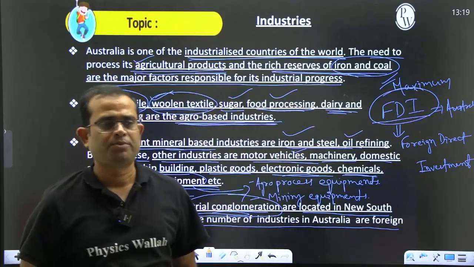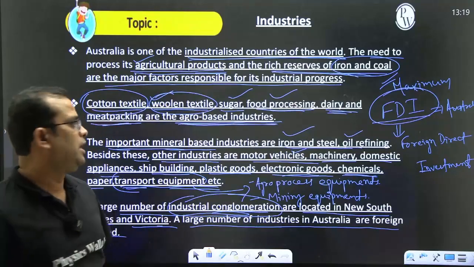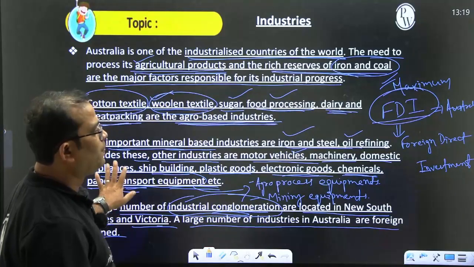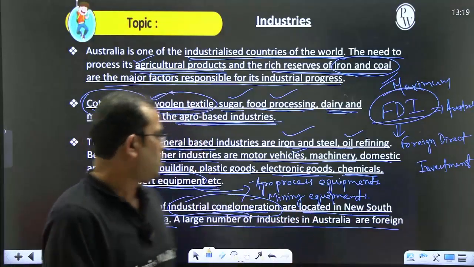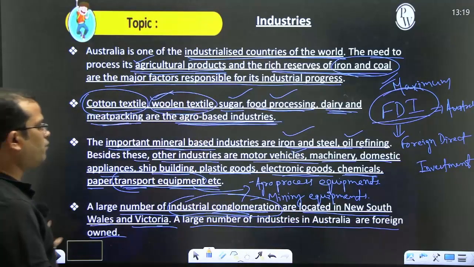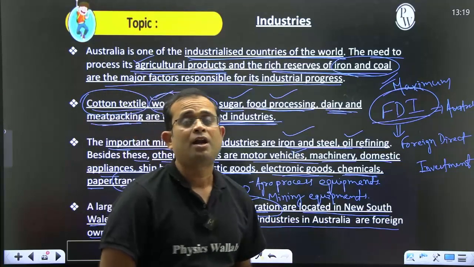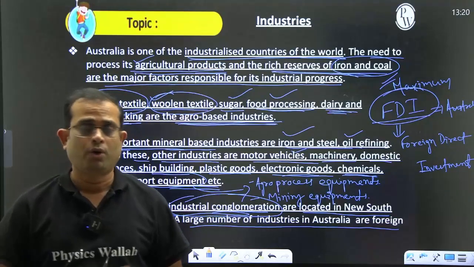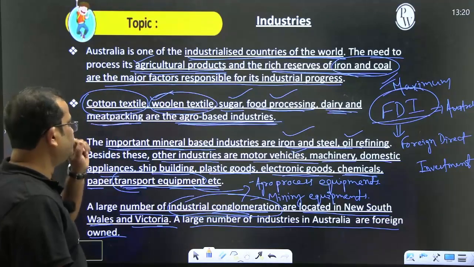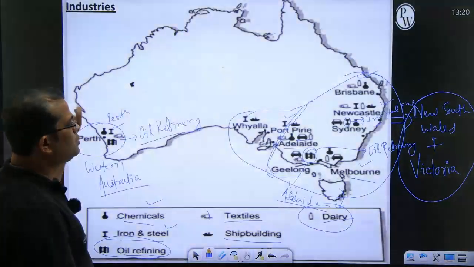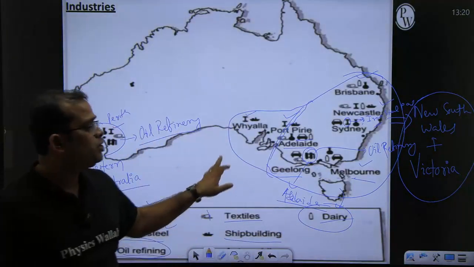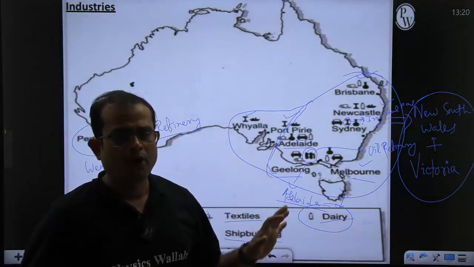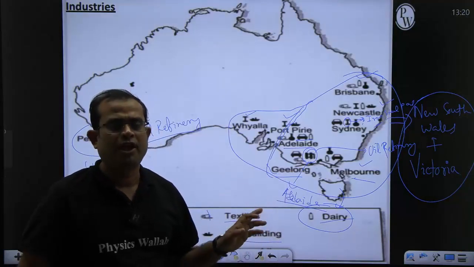Australia is one of the leading countries getting FDI. So a large number of industries in Australia are foreign owned. The summary is that Australia is highly industrialized, and people get major employment there.